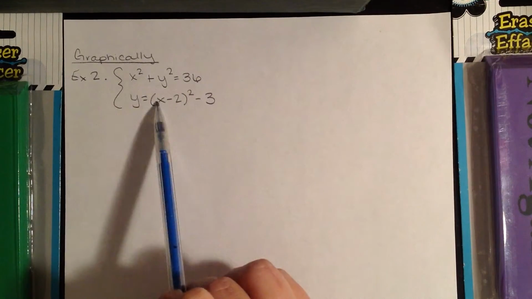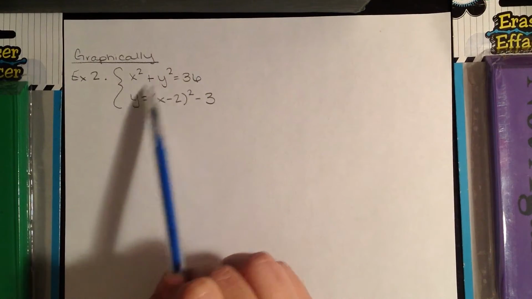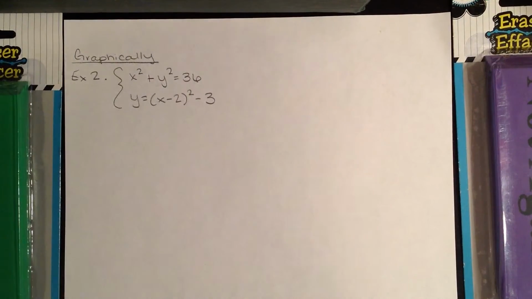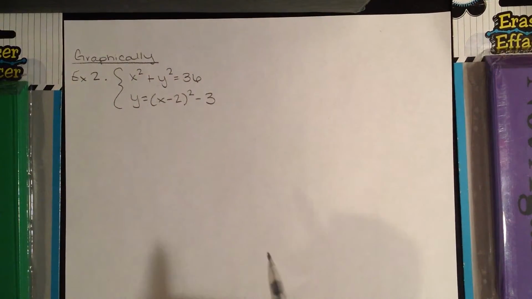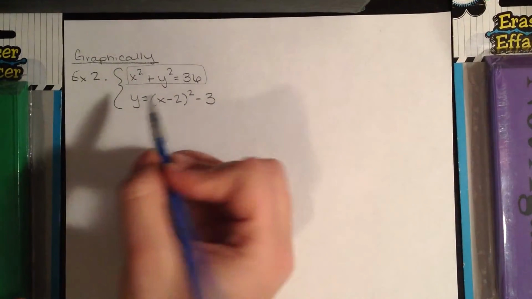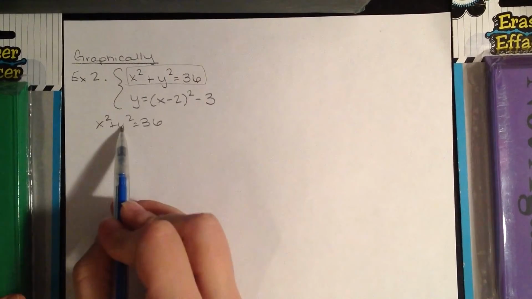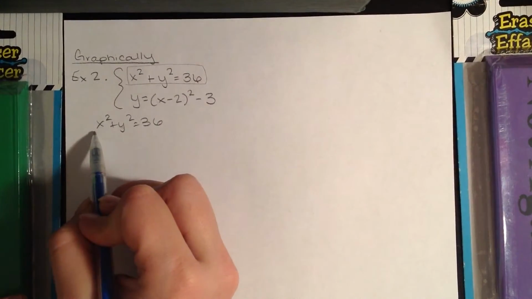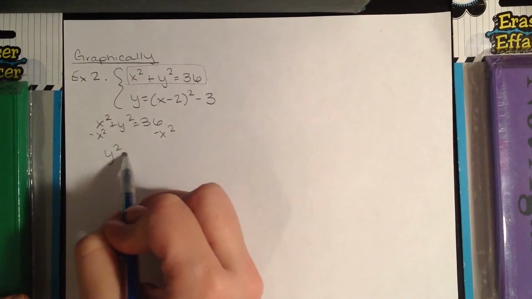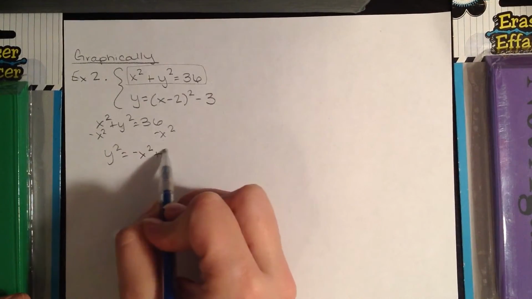Now, you notice the x's are the same, but if I were to FOIL this out, it'd be the same. But I notice the y's are not the same, so I couldn't use elimination like I did last time. So I'm going to do it graphically. Now, to be able to graph this, I need this first equation to be in y equal form. So I want x squared plus y squared equal 36. I need to get y by itself, so I'm first going to move x squared. So I'm going to subtract x squared to the other side. So I have y squared equal to, I can't combine those, so it'll be negative x squared plus 36.